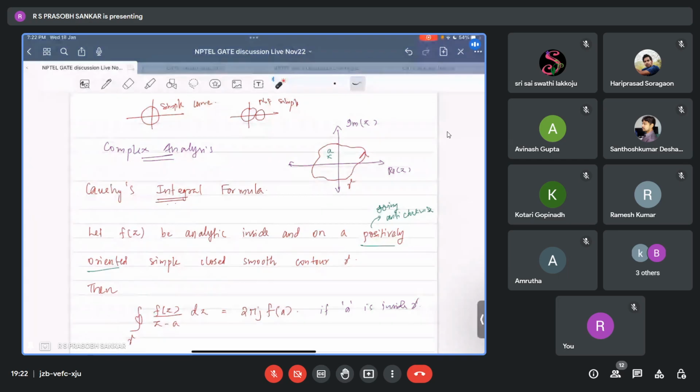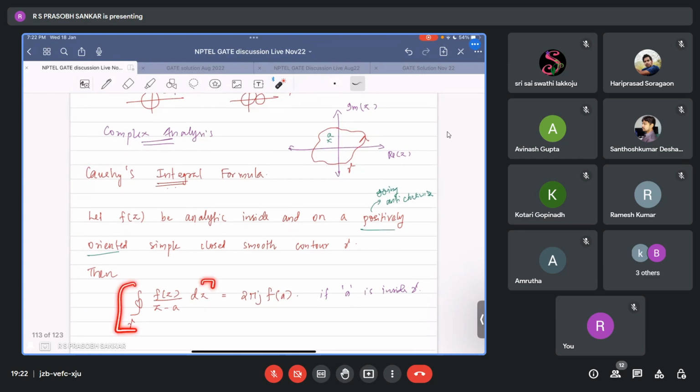Now, closed, smooth, we have a curve that is closed and smooth. Fine. So f of z is an analytic function, and it is analytic inside and on a curve gamma, which is positively oriented, simple, closed, and smooth. Then this complex integration, the integration over gamma f of z by z minus a dz, can be written in terms of the value of the function at that point a. Specifically it is 2 pi j times f of a. And this is a very useful result to evaluate complex integrals.